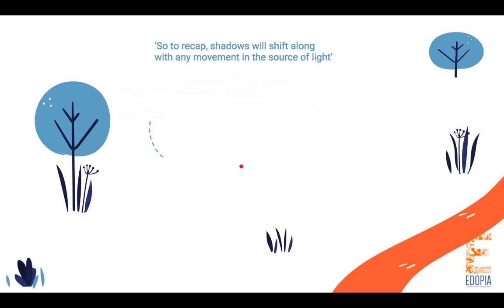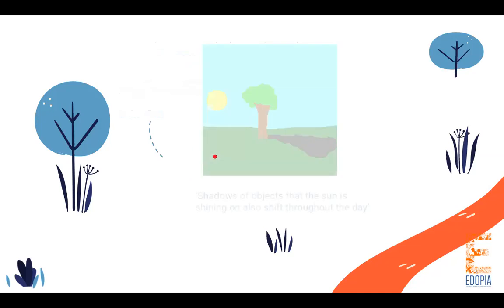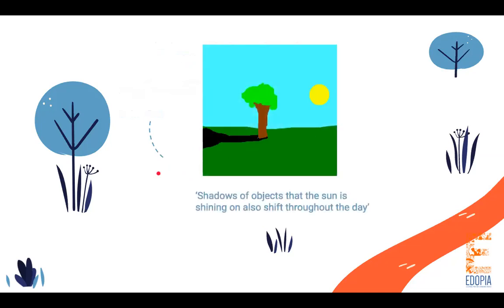We really looked at this in detail in this session. I'm really impressed with some of your ideas. The shadows of objects that the sun is shining on also shift throughout the day, because the sun's position, as we've been looking at, changes throughout the day.